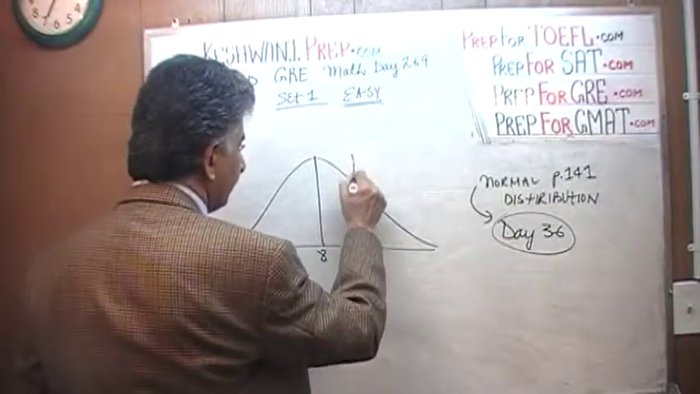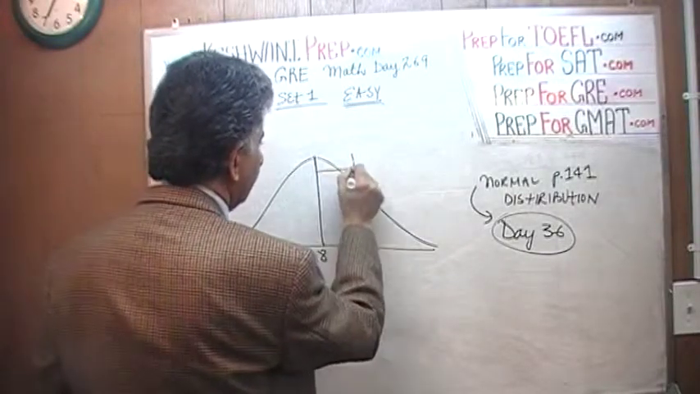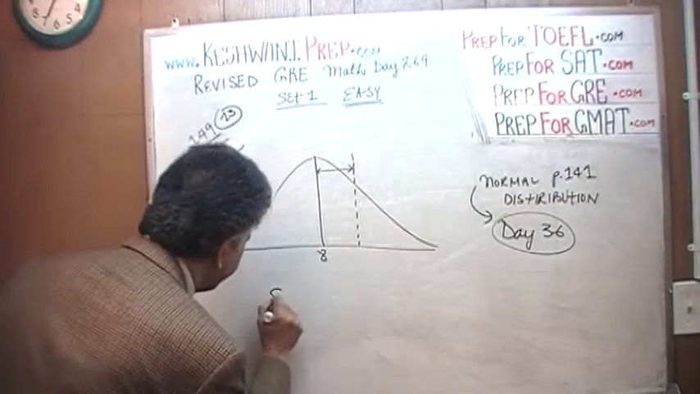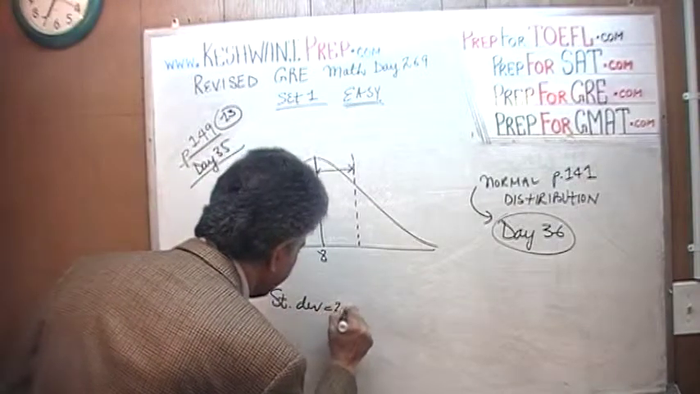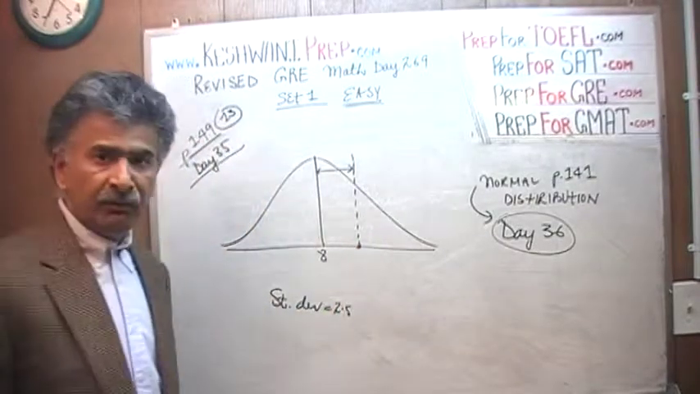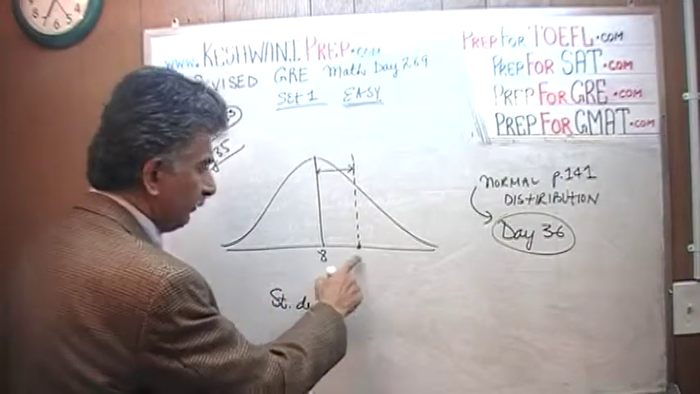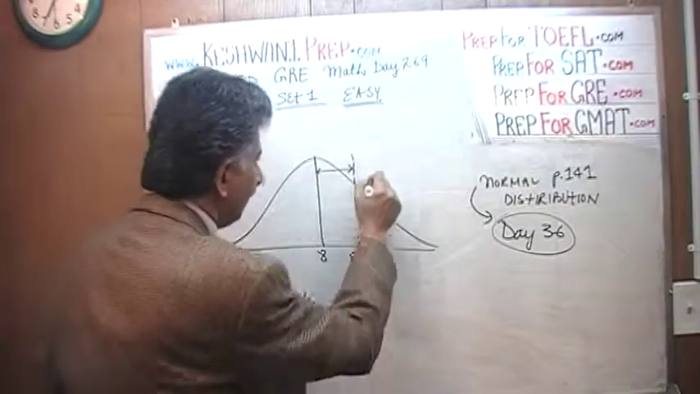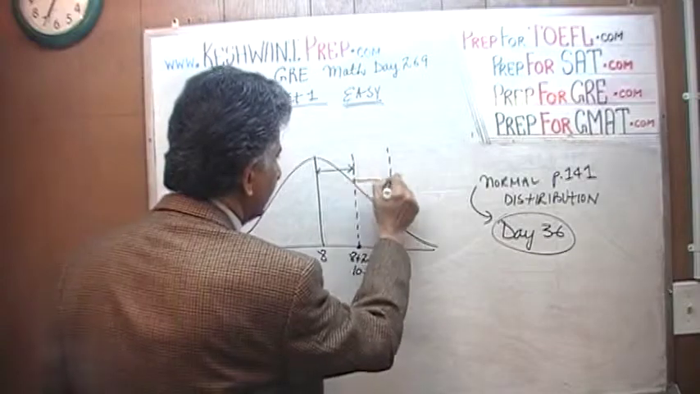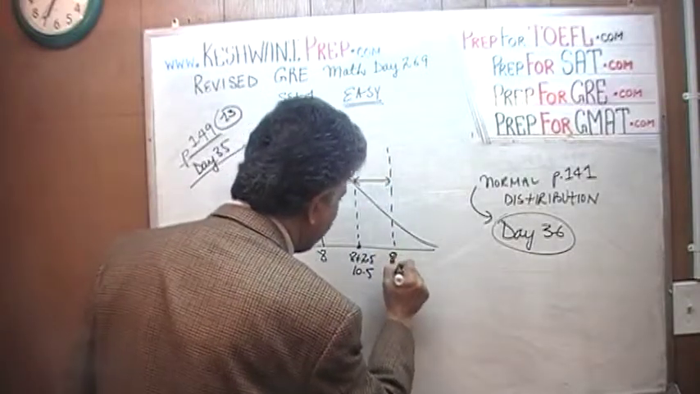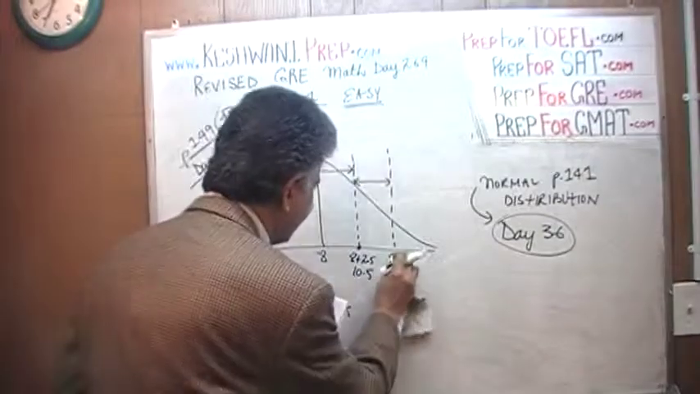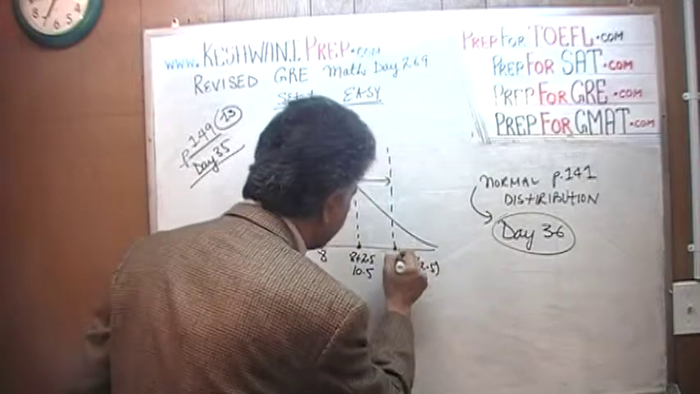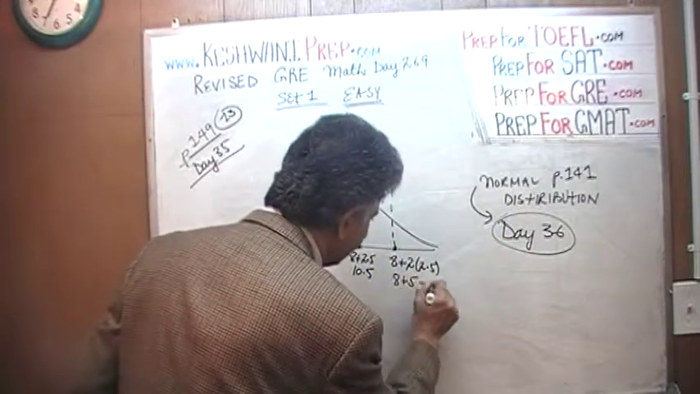So here's the first standard deviation, and we are told that the standard deviation for this distribution is 2.5. The standard deviation equals 2.5. So the observation that is exactly one standard deviation away from the mean is going to be 8 plus 2.5, that's 10.5. And the observation that is 2 standard deviations away is going to be 8 plus 2 times 2.5, and that's just 8 plus 5, or 13.